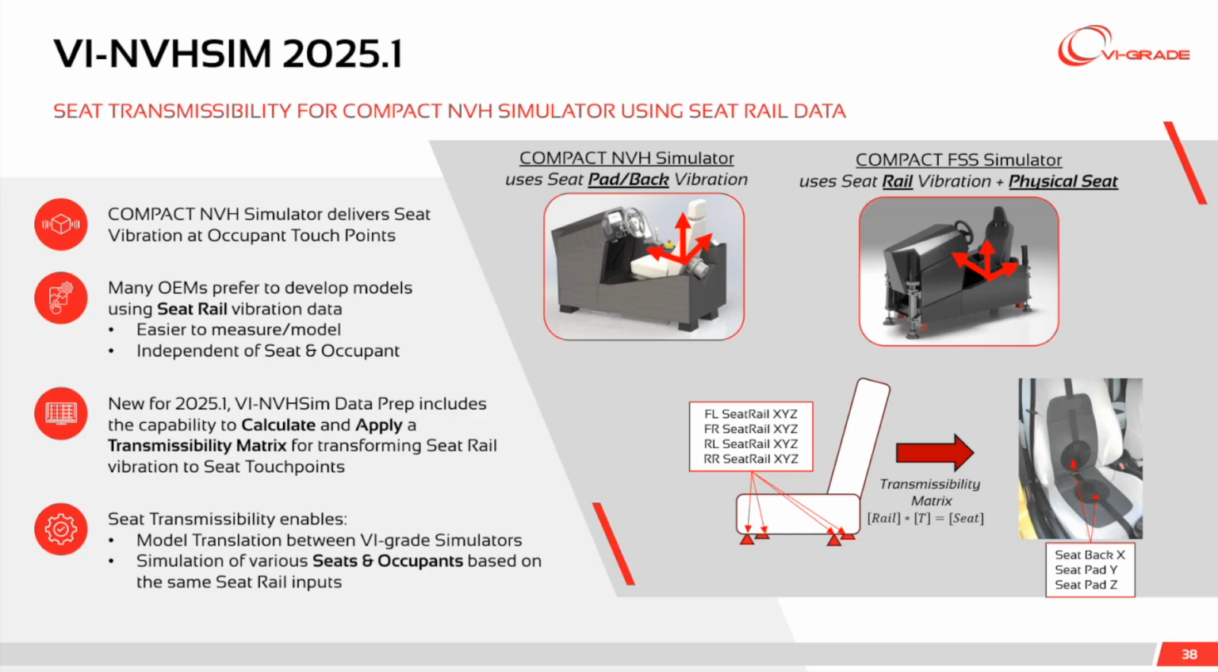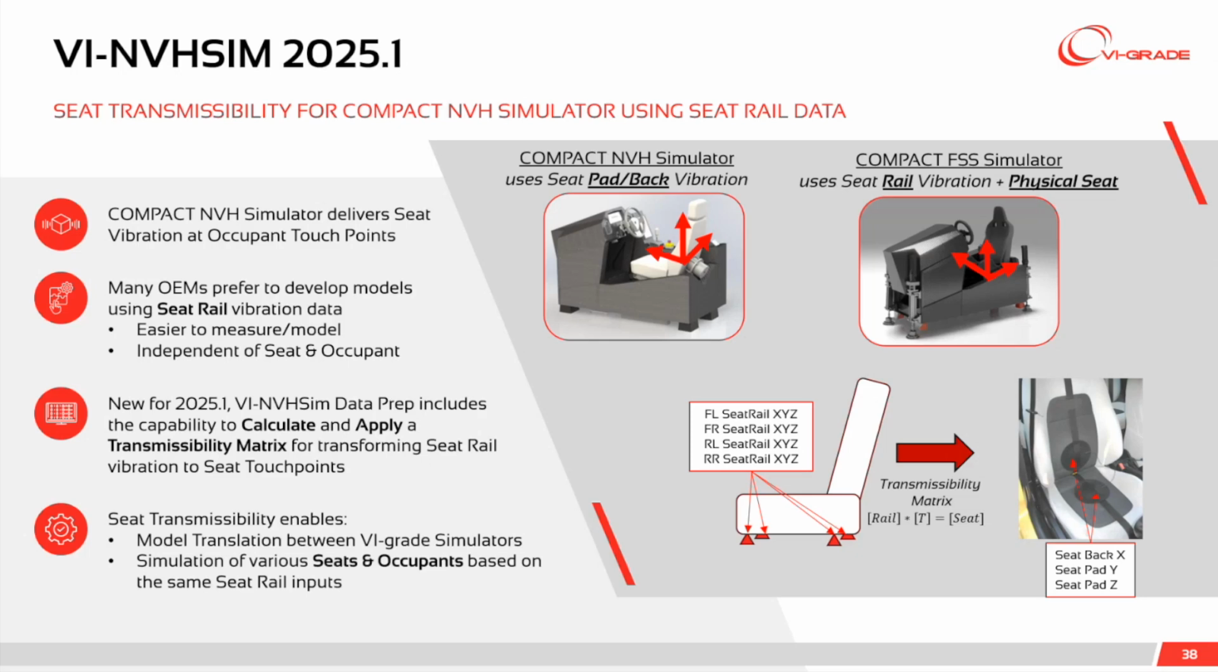Now, we've introduced into the data preparation workflow for VI-NVH-SIM the ability to transform seat rail vibration into seat pad and back vibration via a transmissibility matrix approach. This allows us to basically change, without replacing the physical seat on the Compact NVH, what that seat response could be based on some pre-calculated results. It's actually quite common for our users to want to use input data at the seat rail for the Compact NVH. That's been somewhat challenging to this point. And thanks to the development of this transmissibility matrix approach, we now have the ability to take those data and apply those to the Compact NVH.